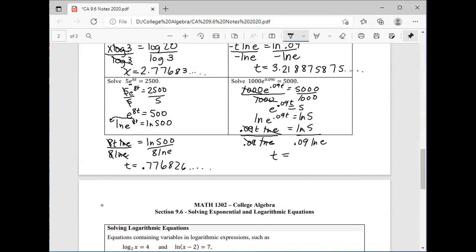So we're going to get the natural log of 5 divided by 0.09 times the natural log of E, which is just 1. 17.88264. It just keeps going. Questions about that stuff? If the base is different and you can't get it to be the same, you're going to take the natural log if it's an E, and you're just going to take the regular log if it's any other number. Okay.